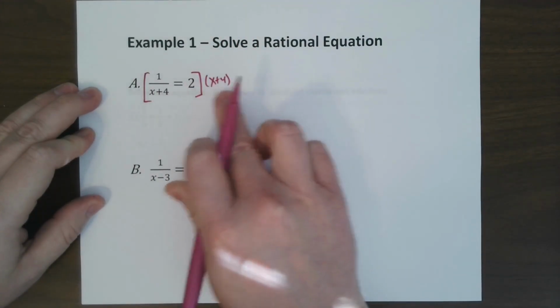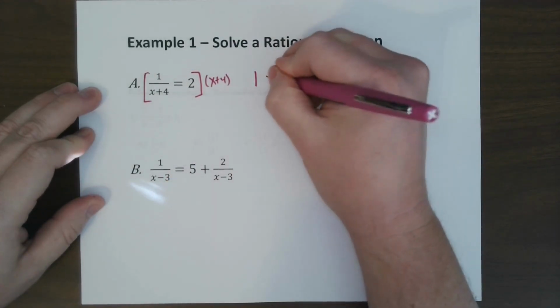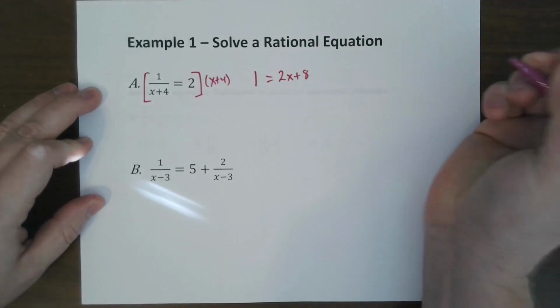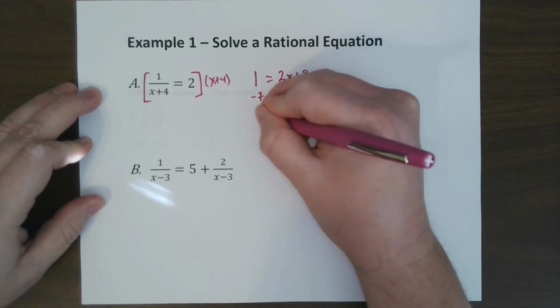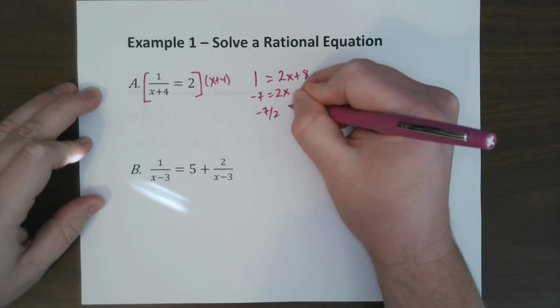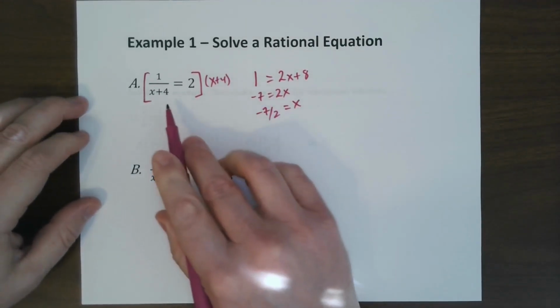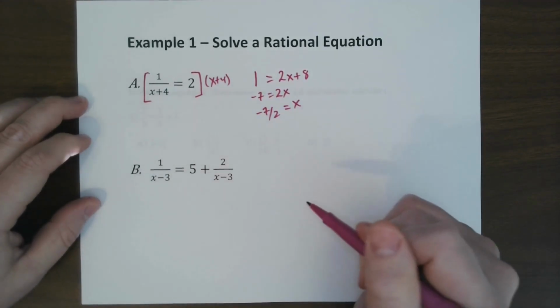So if we do that, x plus 4 times this one would just give us 1. And then 2 times that would give us 2x plus 8. And now we solve that, we get negative 7 equals 2x. So negative 7 over 2 equals x. That's basically how you do it. Notice, if your answer was negative 4, it would not be a solution. You cannot make it divide by 0.